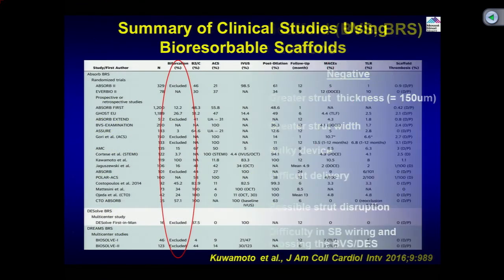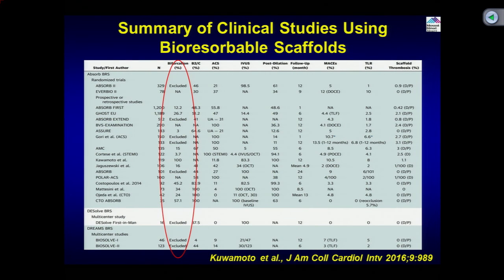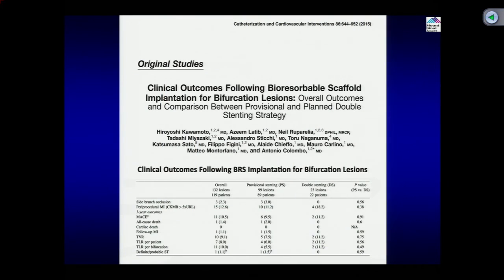Yeah, absolutely. So now you see that there are a lot of studies which have been published on the bioresorbable scaffold, but the majority of them have excluded the bifurcation lesion, or they have included a very small percentage of bifurcation. The largest, I would say, was from the GHOST-EU registry, where about 44% bifurcation lesions were included, because they were all-comers. So basically, the main data of the BVS for 1 year outcome was from this registry, on clinical outcome following bioresorbable scaffold in bifurcation lesion, and the key is the provisional versus double stent strategy.